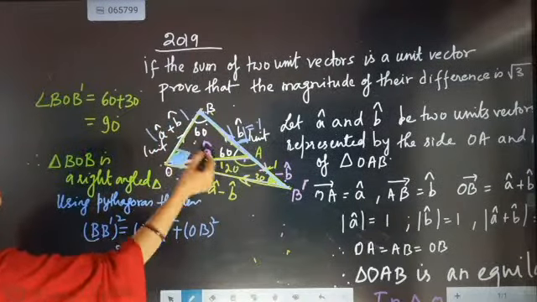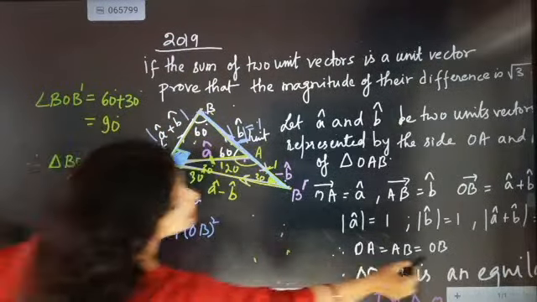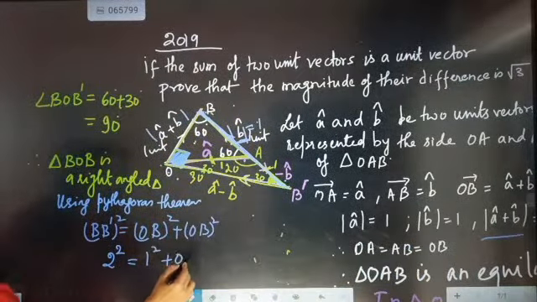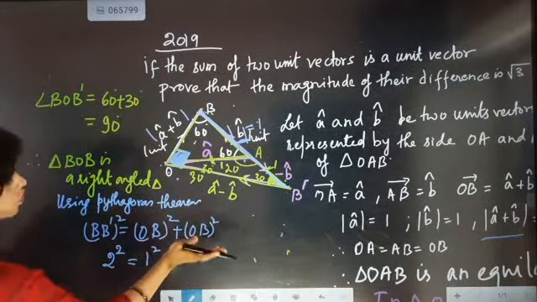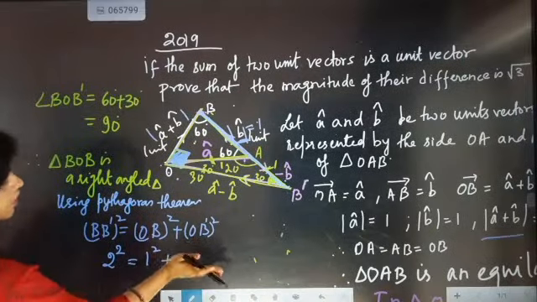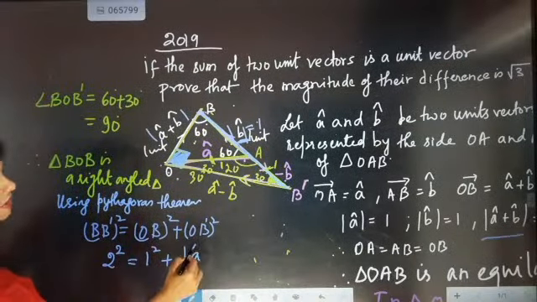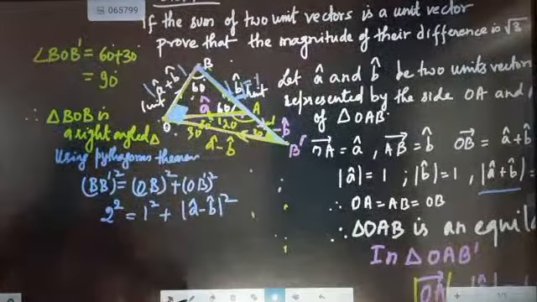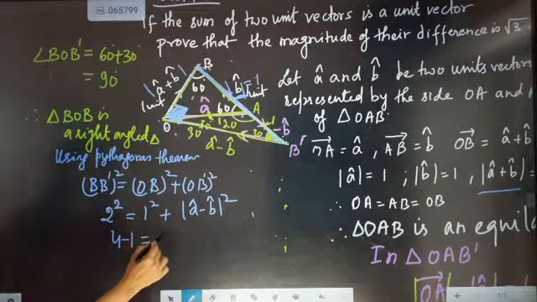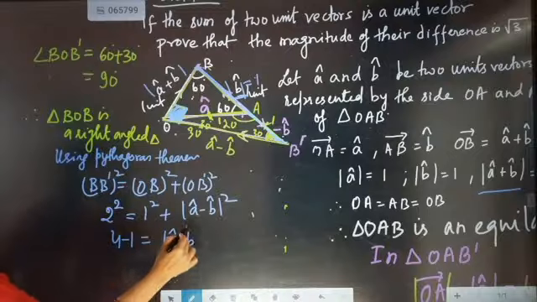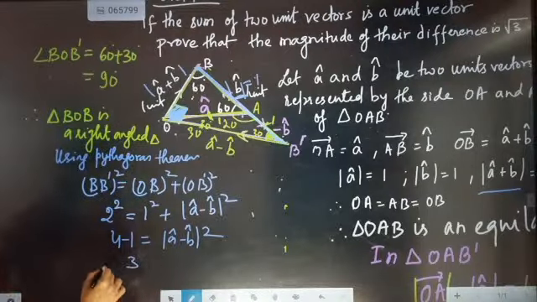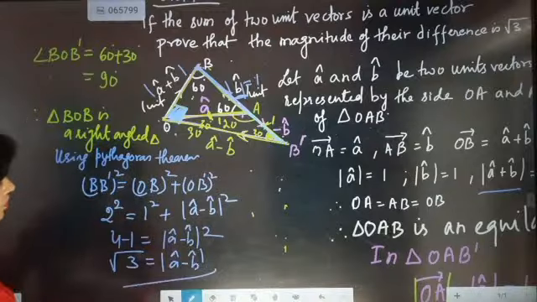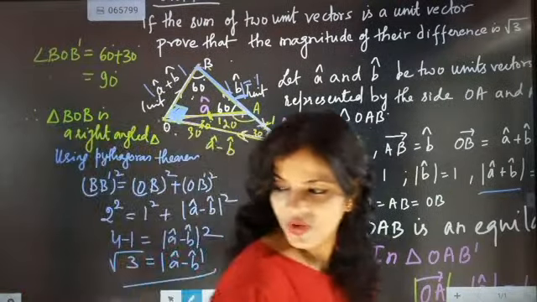So 2 squared will be equal to the magnitude of A unit vector squared, which in the beginning itself we have taken as 1, so 1 squared plus OB dash squared. OB dash is nothing but the magnitude of A unit vector minus B unit vector whole squared. So now this part will become 4 minus 1 equal to this whole square. So 3. Take root on both sides. It is going to come to this, and this is what we had to prove.